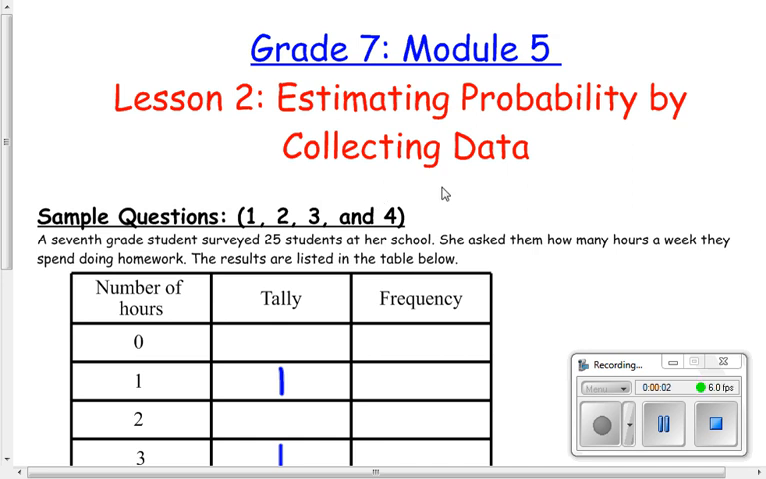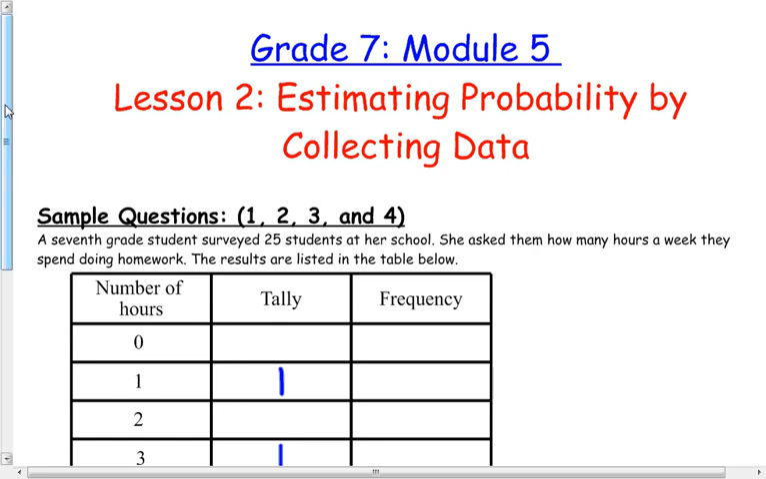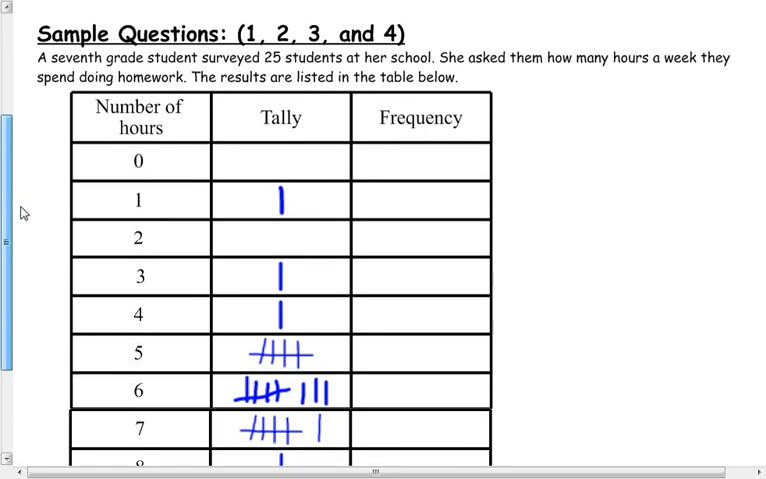Okay, hello again, everyone. This is grade 7, module 5, lesson 2, which is entitled Estimating Probability by Collecting Data. So we just did a summary of the lesson, and this is one of the sample questions. This is like questions 1, 2, 3, and 4.